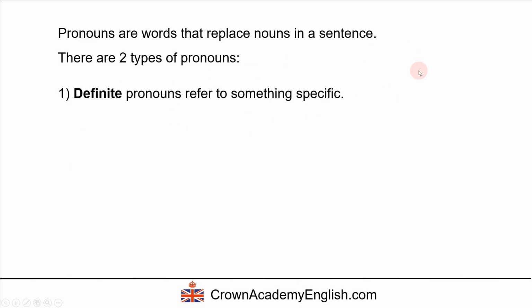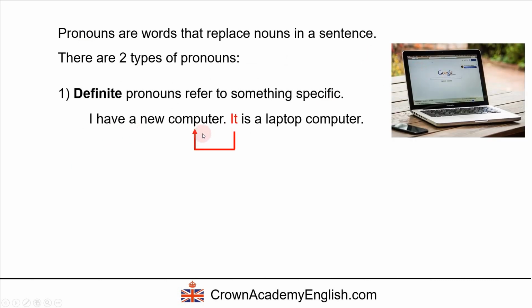Here is a common example. I have a new computer. It is a laptop computer. So the word it, this is the pronoun, and it is a definite pronoun because it refers to something specific. It refers to computer. Okay, we're talking about the computer. It is a laptop computer. So we're giving more information about the computer and we're using the definite pronoun it.